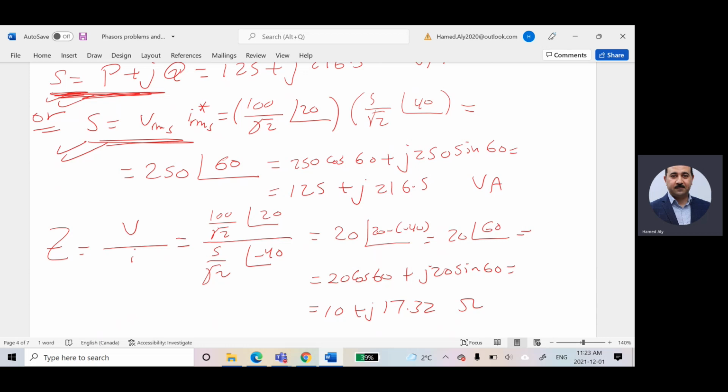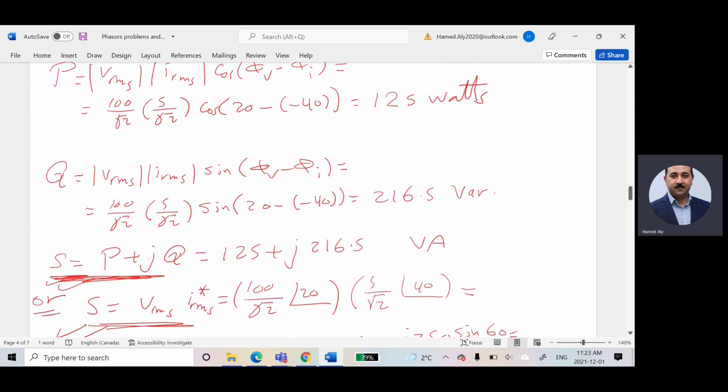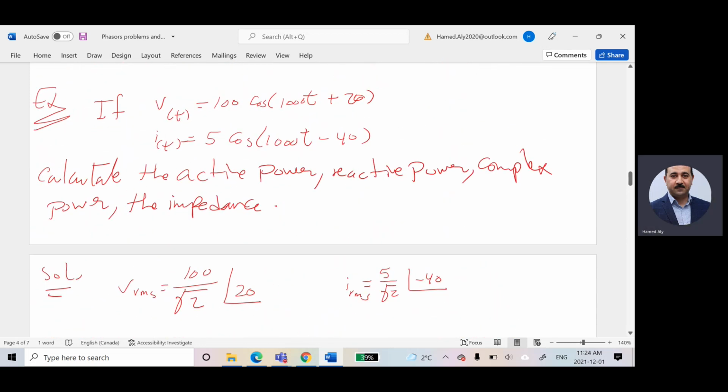Okay? Now, let me read the problem again with you. If V is equal to this and I is equal to that, can you please calculate the active, reactive, complex power and the impedance? The first step for solving such a problem is to find the root mean square voltage and the root mean square current. The root mean square voltage is 100 over root 2 and its angle is 20. The root mean square current is equal to 5 over root 2 and the angle is negative 40. Who is not understanding that?